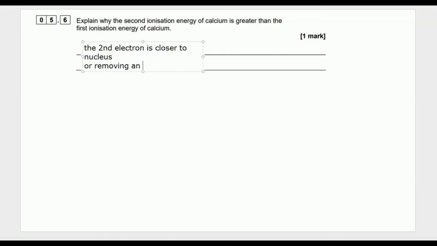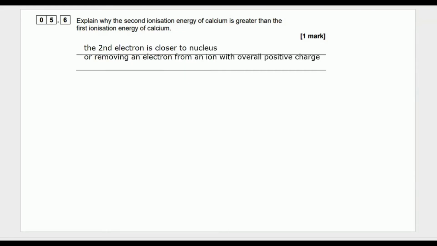So the second electron's closer to the nucleus, or you could say here you're removing an electron from a positive ion, which you weren't before, which has an overall positive charge. So there's greater attraction between the electron and the nucleus. Coolio, and either of these two would get you a mark. Either of those two comments there.